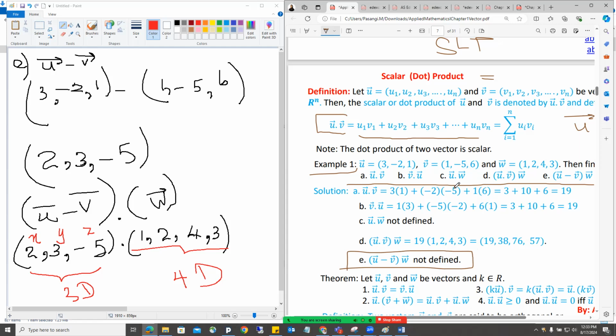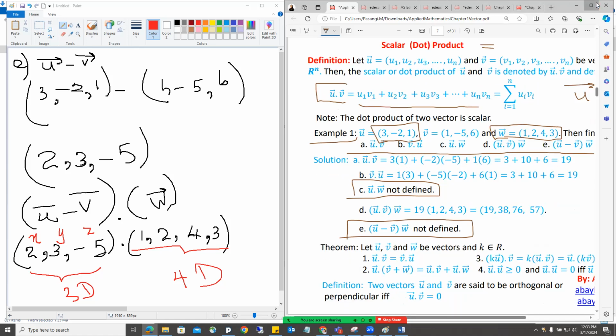For the second one, part C also, it's like this. Here U dot W, U is in 3D. The vector U is a 3D vector. W is a 4D vector. See, these two we can't take the dot product. Because of that, C also is not defined. Okay?